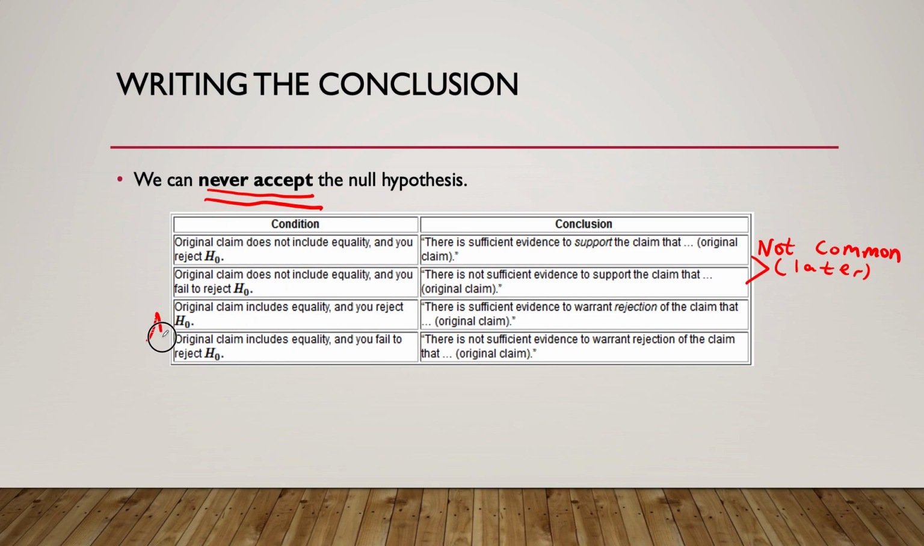These last two are what this unit specifically is on. The original claim includes equality, and you reject the null hypothesis. There is sufficient evidence to warrant rejection of the claim that, the original claim. And if the original claim includes equality, and you fail to reject the null hypothesis, there is not sufficient evidence to warrant rejection of the claim that, whatever the original claim is.